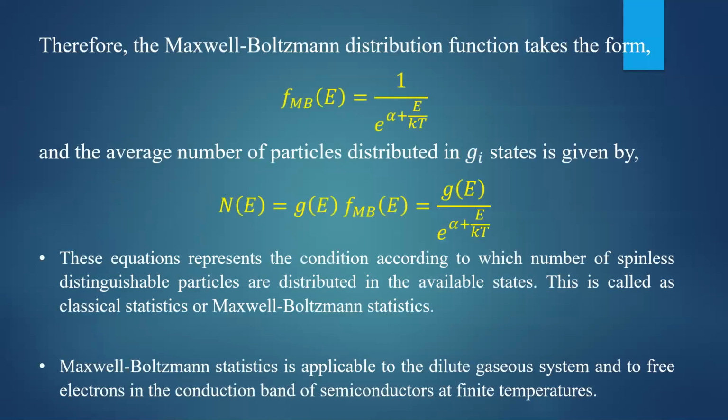So in the previous class, we discussed the Maxwell-Boltzmann distribution function derivation. We have seen that the Maxwell-Boltzmann distribution function is given by f of E is equal to 1 by e to the power alpha plus E by kT. That is the expression for the Maxwell-Boltzmann distribution function.